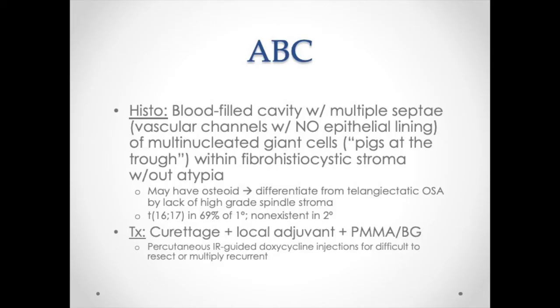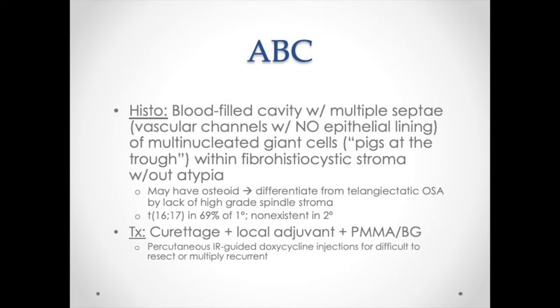Histology will demonstrate multiple blood-filled cavities with multiple septae and vascular channels with no epithelial lining, with multinucleated giant cells, or, quote, "pigs at the trough," surrounding these lytic areas and hemorrhagic areas. This will all be within a fibrohistiocytic background stroma that demonstrates no atypia.